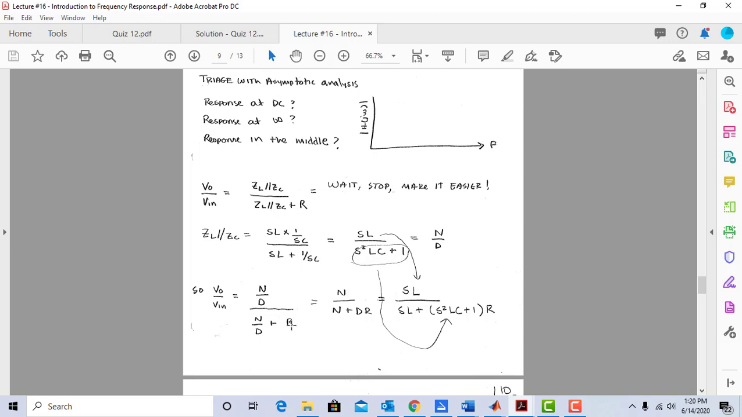And I can immediately see that if I multiply through by D, I'm going to just get N over N plus DR. See how I'm doing things simply and I'm not getting ground down in all the numbers? It's just N over N plus DR. So let's take N and stick it right here. That's SL. And then N, which is SL, plus D, here's D, times R. So I kind of just saved myself a step.